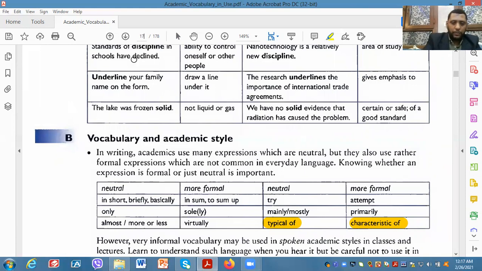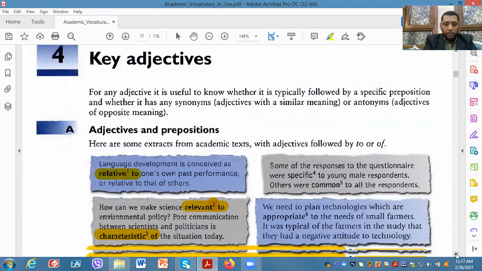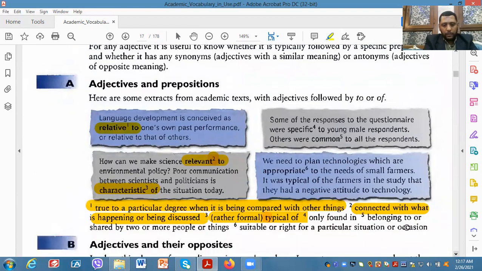So let's go back to page 17 and go back to key adjectives. We said characteristic of, meaning typical of. That was the second extract. Let's go to the third. Some of the responses to the questionnaire were specific to young male respondents. Others were common to all the respondents. What does that mean? It talks about a questionnaire, right? Some of the responses to the questionnaire were specific to young male respondents.